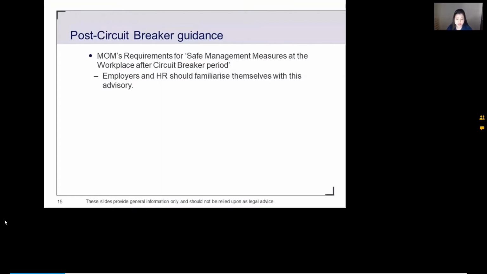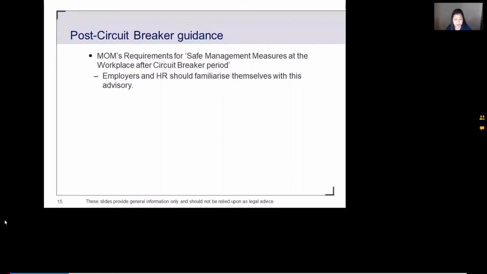Well, thankfully, the Ministry of Manpower has actually published a new advisory. It's called the Requirements for Safe Management Measures at the Workplace After Circuit Breaker Period. It's available on the MOM website, and I highly encourage all of you to go and take a look, especially employers and HR professionals. The MOM has specifically said that they will take action against errant employers. So please do familiarize yourself with this in the next week or so.